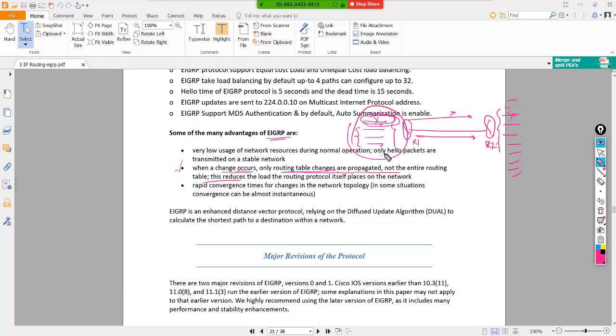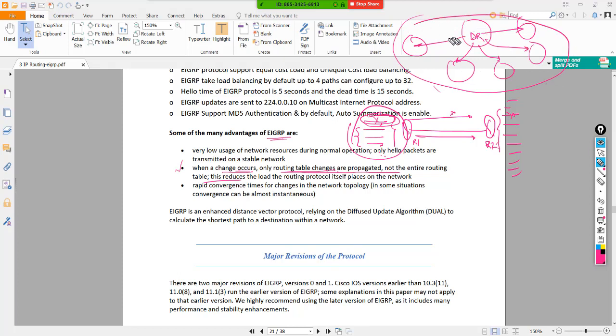In OSPF, what would happen was, any changes will be sent to the DR, and then the DR is going to send the routing table information to all other routers. The complete routing table will be sent. So at the end, all the routers are going to have a consistent network. Let's say this is aware of 10 networks, so this also is going to be aware of 10. Any change that happens here, everyone is getting notified.